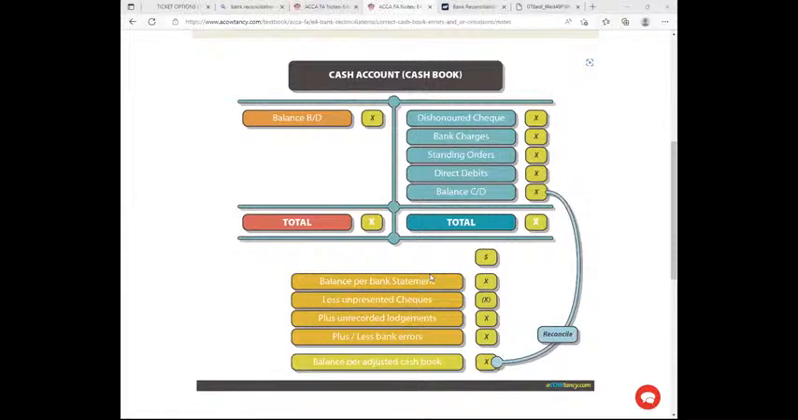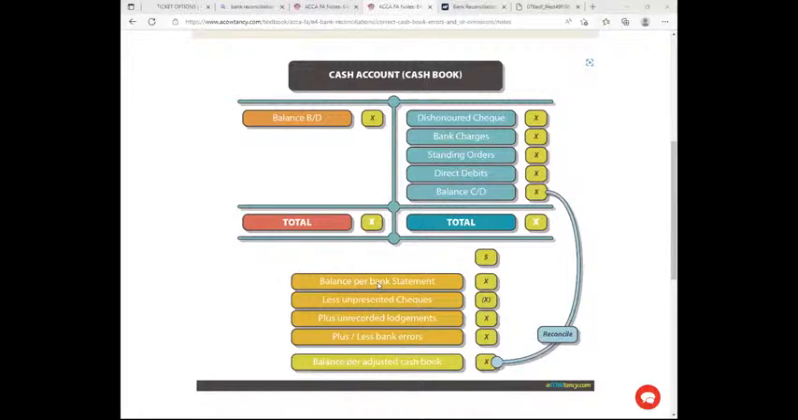From there, the second thing, we have got to look at what we call the bank reconciliation statement. So, bank reconciliation statement, what do we have? We will start always with the balance per bank statement. What does the bank statement show as your balance? And then we normally do two things, unless there are errors in the bank statement. We less unpresented checks.